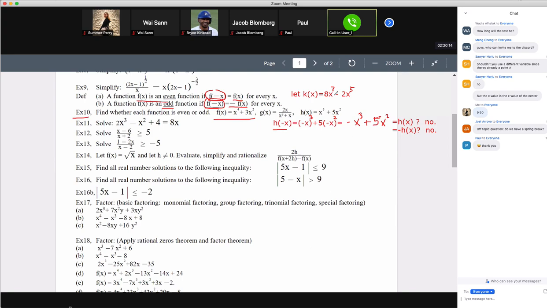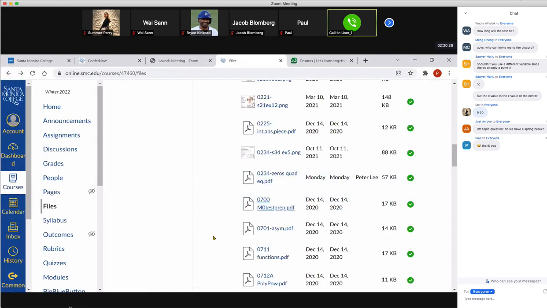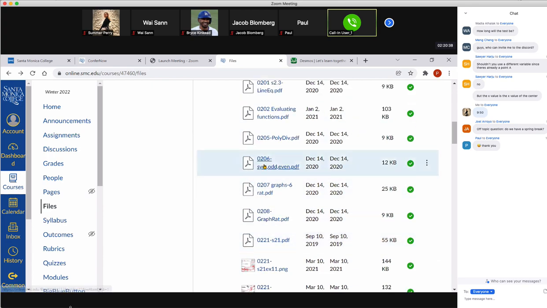Now, before I continue, we have a little bit of time. How about if I do this? Let me save this, and then clear all this. What I'd like to do is open up another file. Let me open up a file called Symmetry. Where is my file called Symmetry? Oh, there you go. There's a file called 0206, Symmetry, odd and even. There you go.